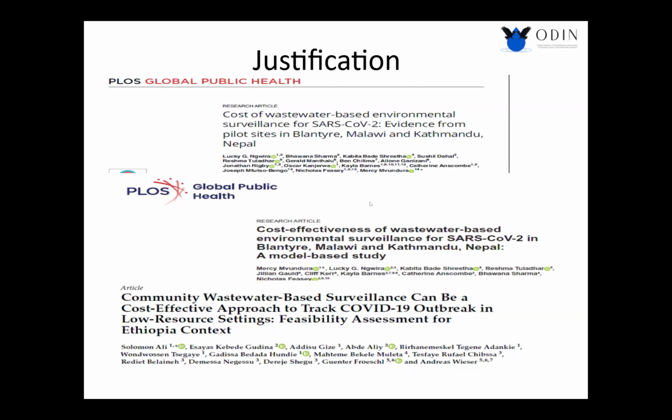When we do a quick review, you can find three or four papers related to these topics, and not specifically on the implementation. So the ODIN project is an opportunity to generate knowledge about the cost of such a surveillance system.